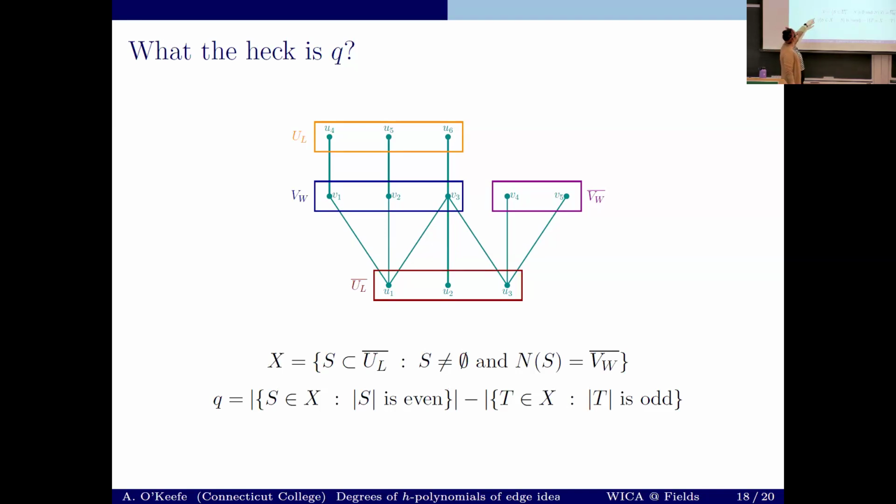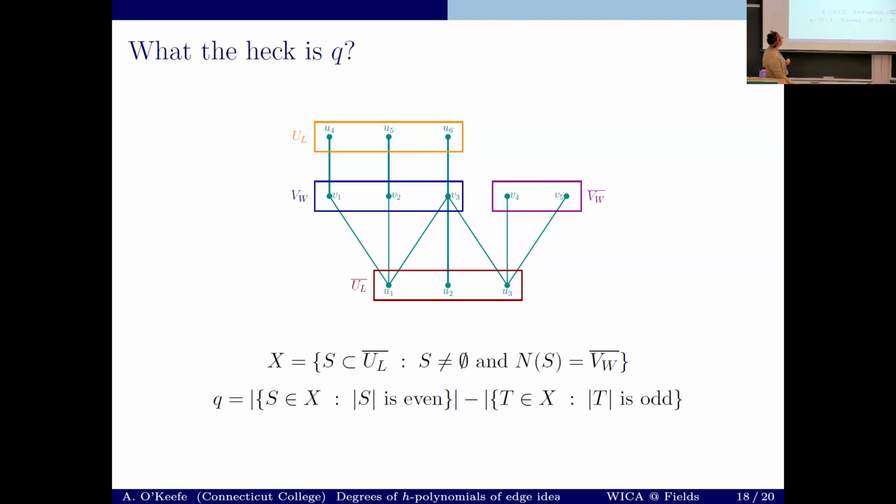It's a little technical, so we're going to define X. X is the set of non-empty subsets of the non-marked leaves such that the neighborhood of that subset, all of the things those vertices are adjacent to, is exactly the non-whiskered vertices in V. One more time, because that's technical: I look at all the non-empty subsets of these vertices whose neighborhood is exactly the non-whiskered vertices in V. Then Q is the number of those of even cardinality minus the number of those of odd cardinality. That's Q.